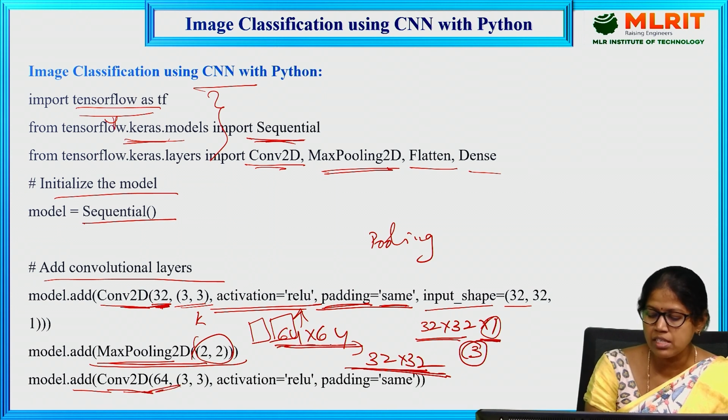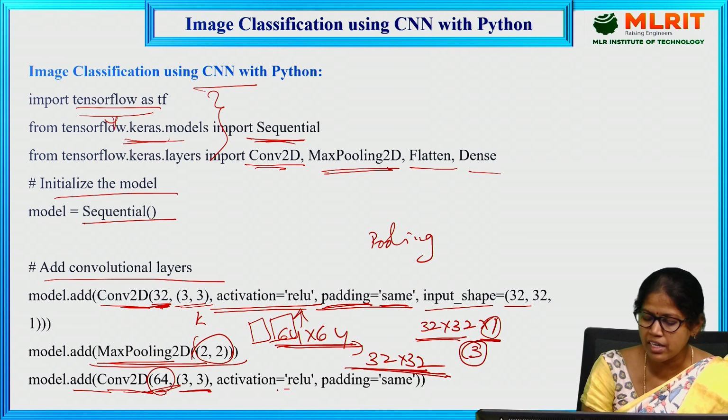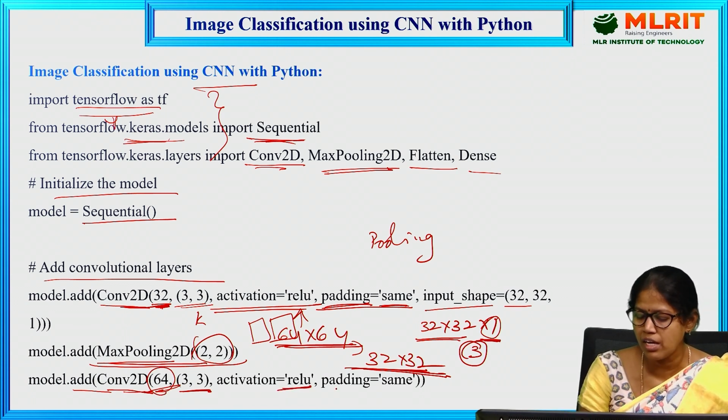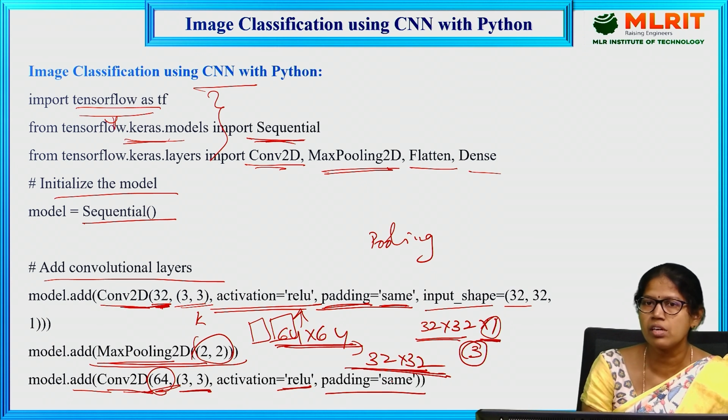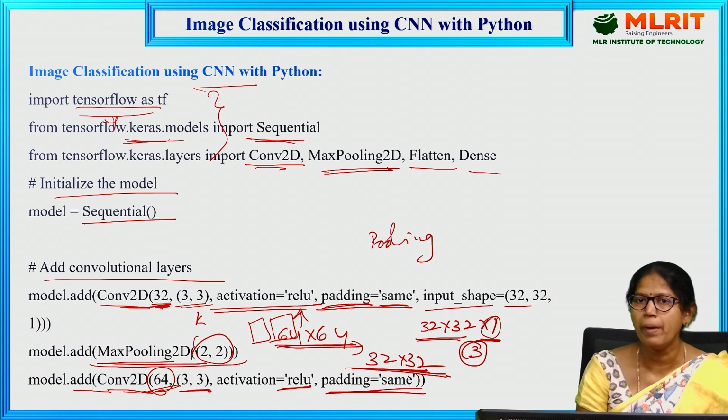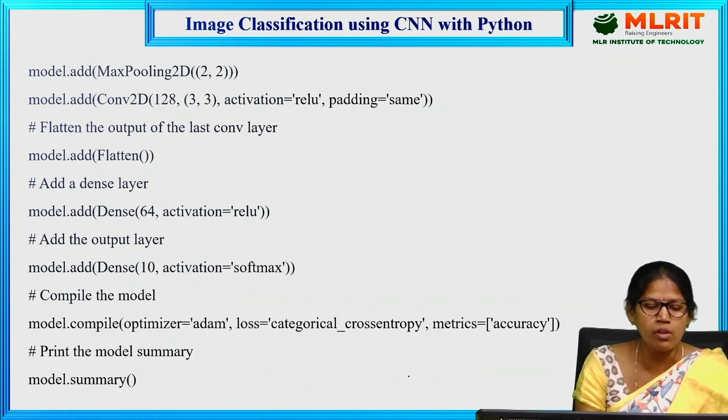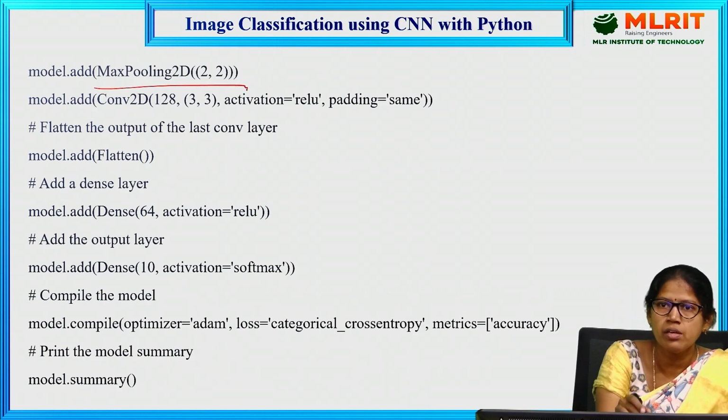Okay. Next, adding Convolution 2D for 64. Like that, I said 64, with a 3 by 3 kernel. So 64 filters. The activation layer is the same, ReLU, to replace all the negative values. Padding is to retain the same size of the image. We have taken the padding value as same. Okay. Next, again max pooling, multiple times.